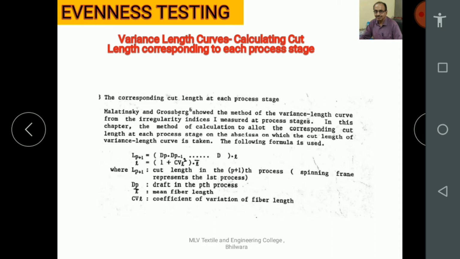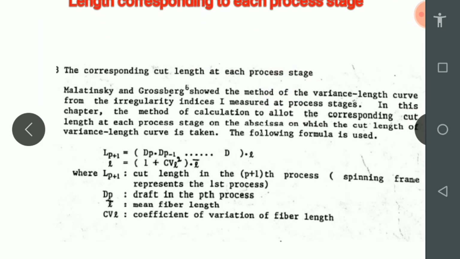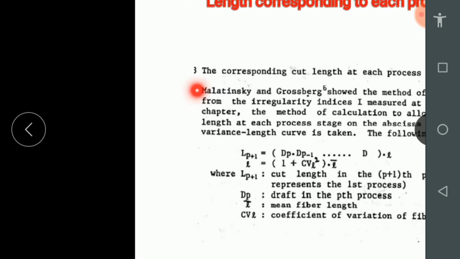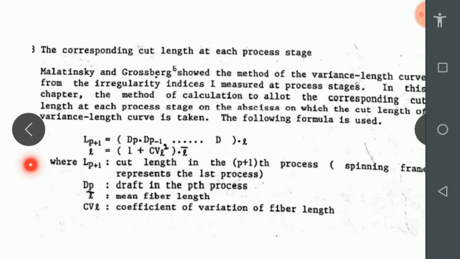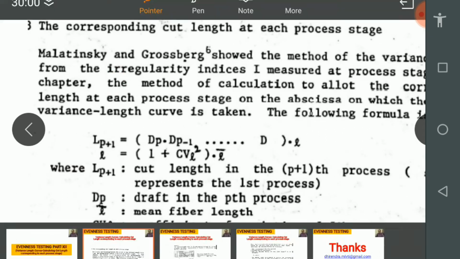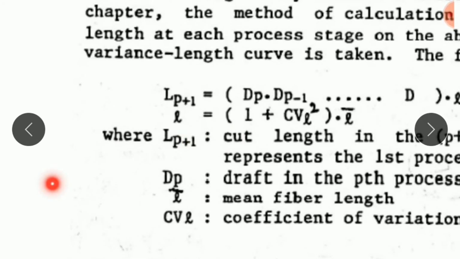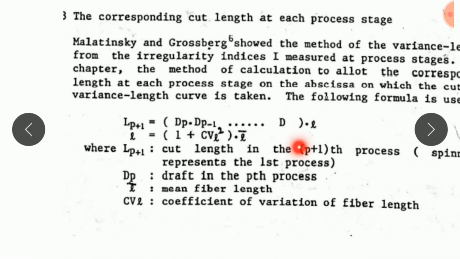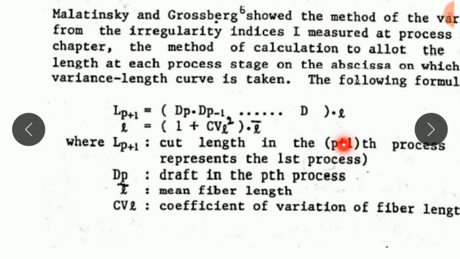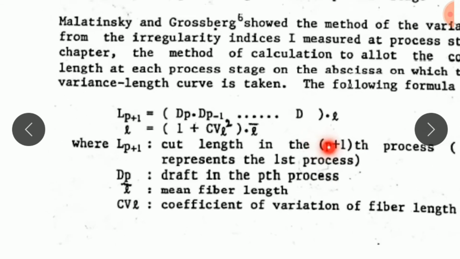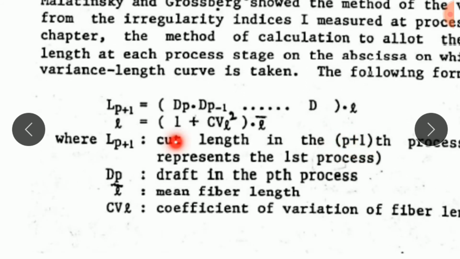So let us see the calculation for corresponding cut length to each process. Grossberg and his companion Malatinsky provided that cut length corresponding to any process, L(p+1) is cut length in the (p+1)th process. Ring frame represents the first process, speed frame represents the second process, and so on.